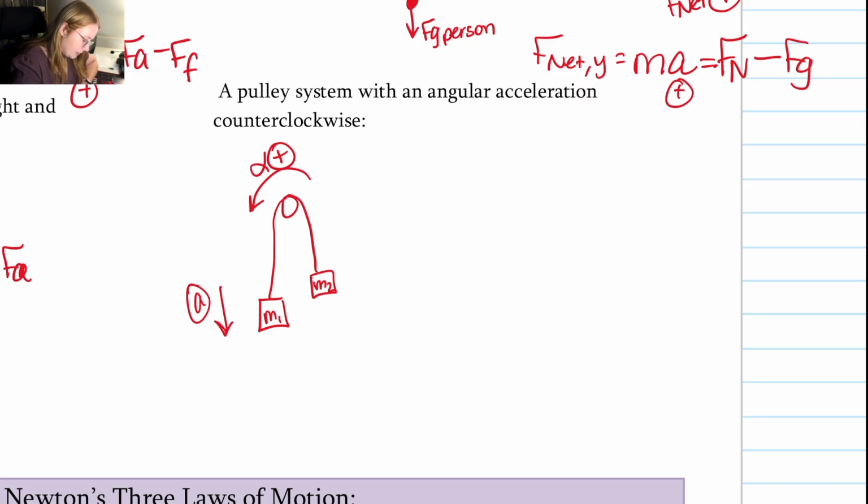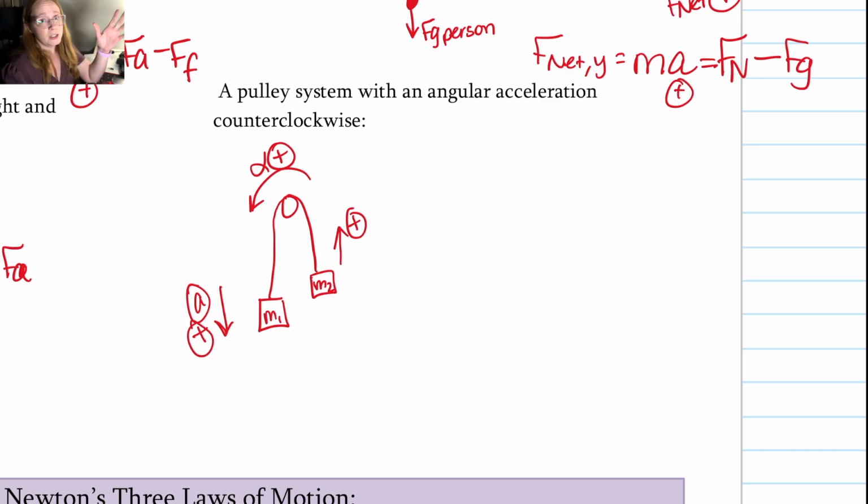This is the positive direction going down. Since the whole system is accelerating counterclockwise, for mass 1 going down, we're going to make that the positive direction. And for mass 2 going up is going to be the positive direction. We're going to have to make some sort of sense of it.